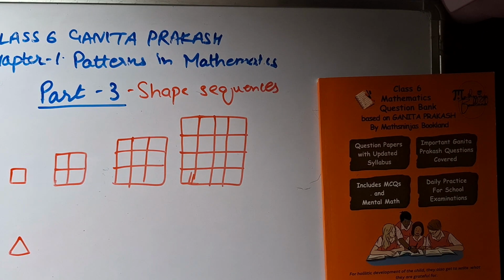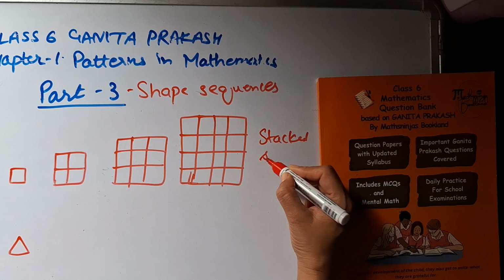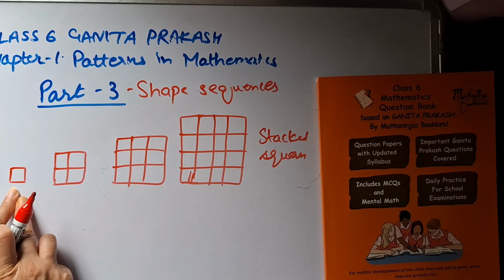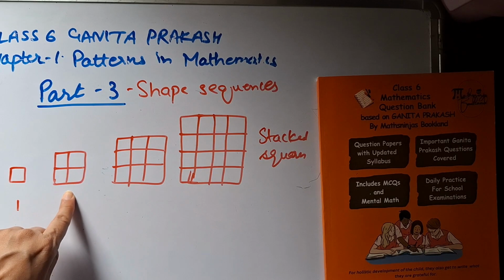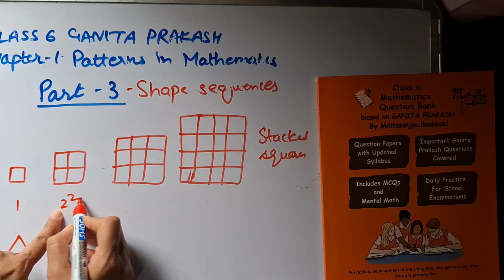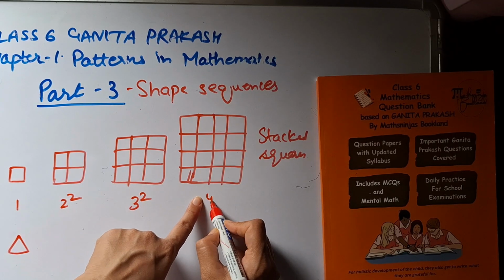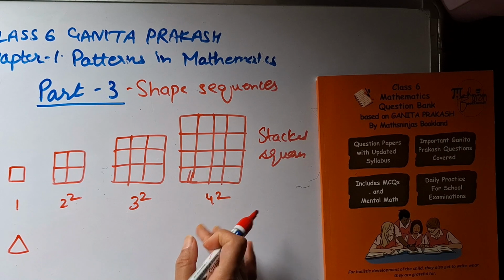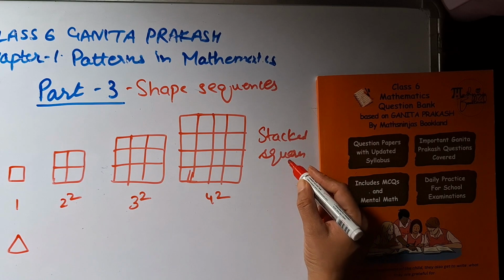Next you have this sequence. This is called stacked squares, stacked square sequence. Here squares are stacked over one another, how are they stacked? यहाँ पर एक square है, यहाँ पर 4 squares हैं, तो it is 2 का square. यहाँ पर 3 का स्क्वायर है 9, यहाँ 4 का स्क्वायर है, and next this is the first step, second step, third step, fourth step, and you can see that it corresponds to the square number sequence.